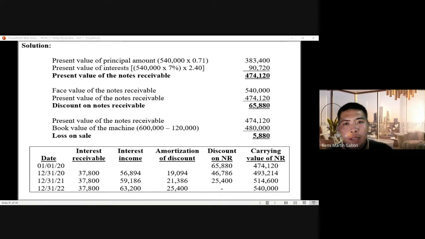Okay, balik tayo. So get the difference of 540,000 and 514,600. We can arrive at the amortization of discount of 25,400. So we zero out the discount column with 25,400. Then to arrive at our interest income, simply add 25,400 to 37,800. That should be 63,200.